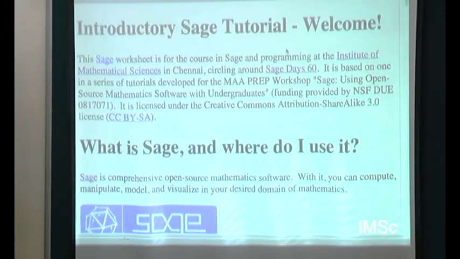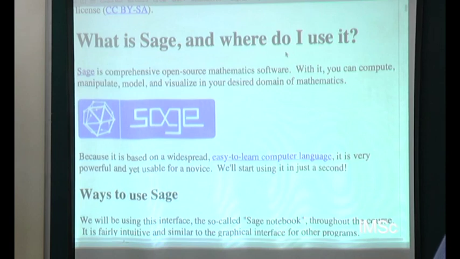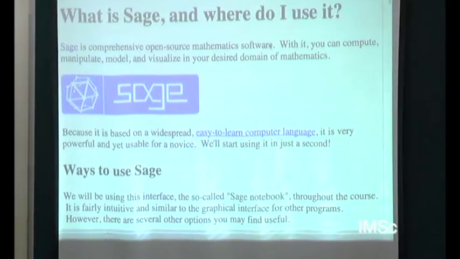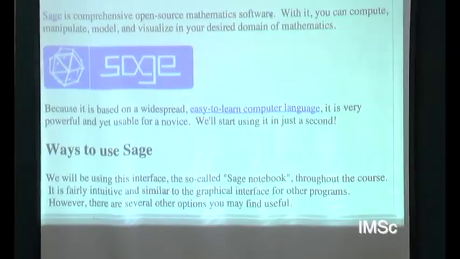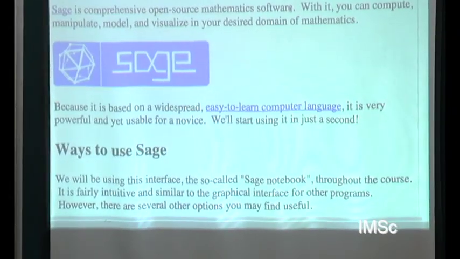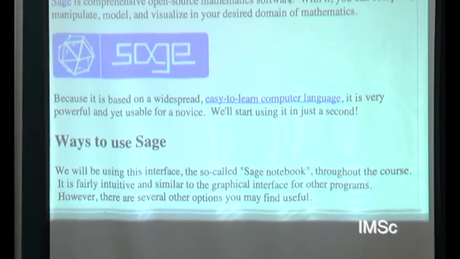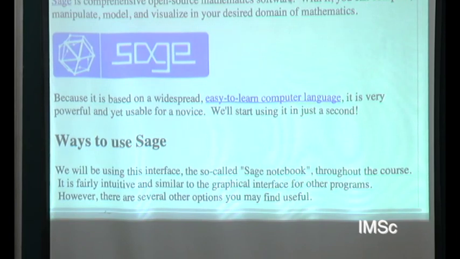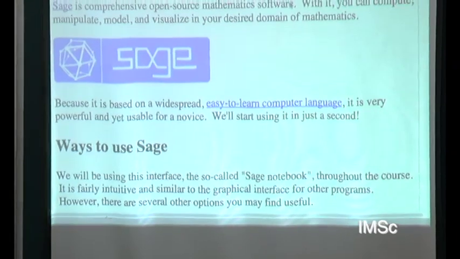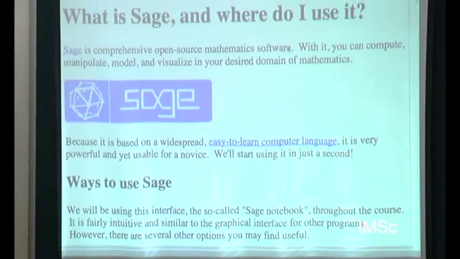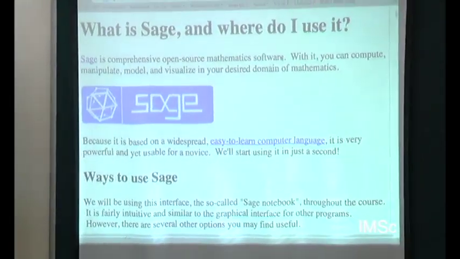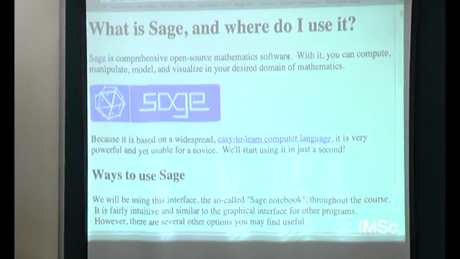So let's talk about what Sage is. Sage is math software. It's not just math software, it's open source math software. So it's freely available, and you can never make it something that you can take behind a paywall. It's comprehensive open source math software. So it's not just for number theory, it's not just for algebra, it's not just for numerical computations, it's for anything that you want to do with it.